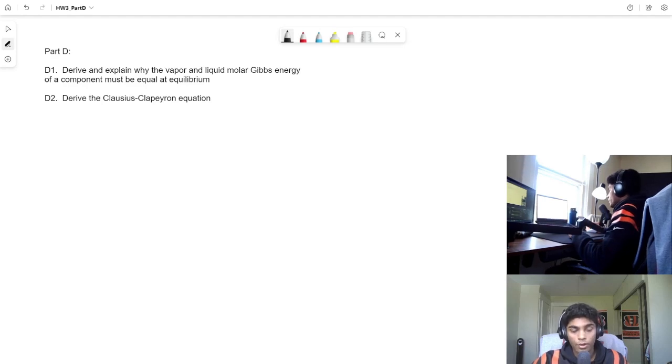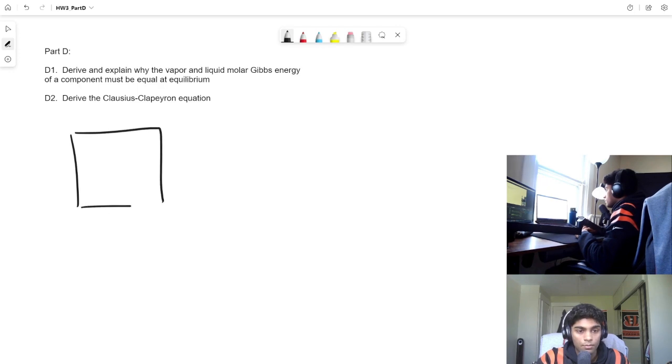So today we're going to cover a couple topics. First, we're going to derive and explain why the vapor and liquid molar Gibbs energy of a component must be equal at equilibrium, and we're also going to derive the Clausius-Clapeyron equation. So for this first part, I'm going to go ahead and draw out an example system.